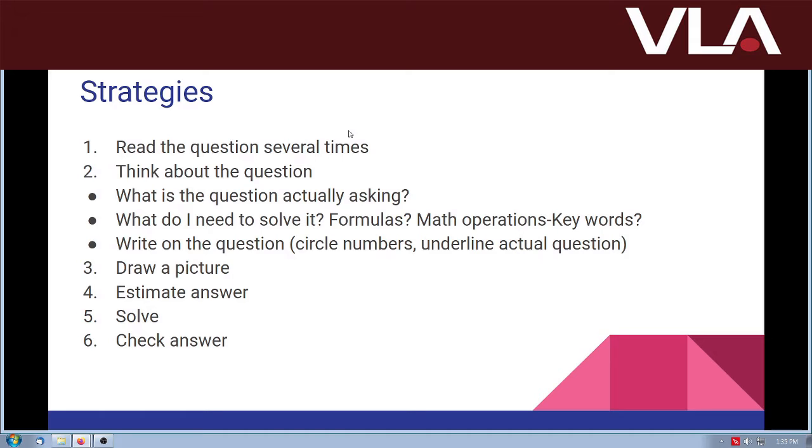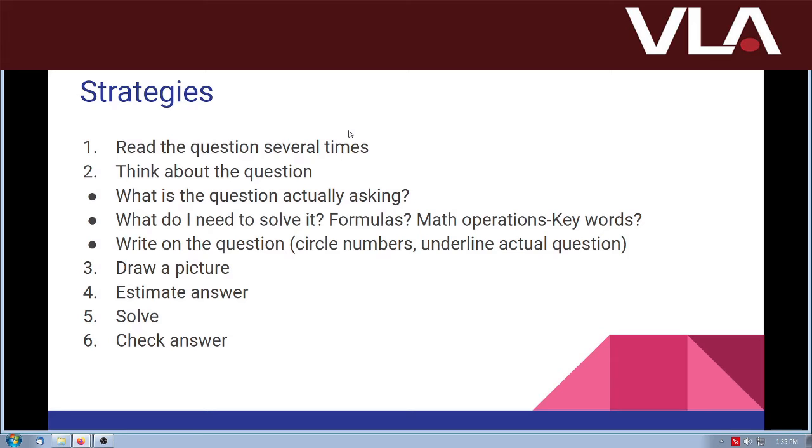What I mean by think about the question is, I want you to ask yourself several questions about the question itself. What is it actually asking? What am I going to need to solve this? That can include what formulas you need. If the problem is talking about an area, I'm probably going to need to know that formula. What math operation am I going to have to use? That's where sometimes keywords can come into play. I've got another slide on that I'll touch on.